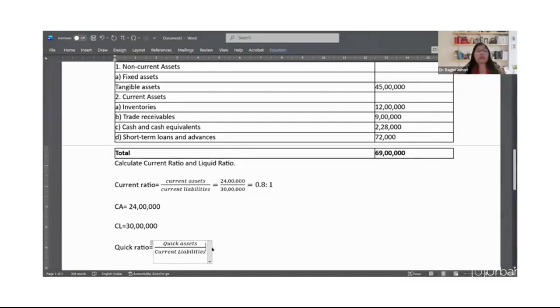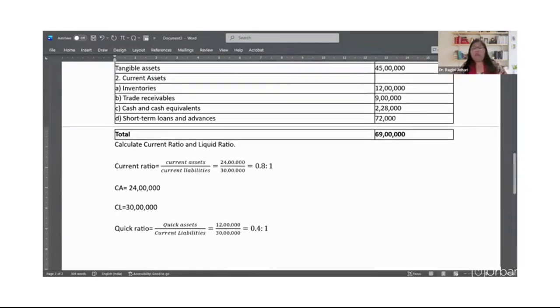So using this figure again, I'll find out this ratio. This is 12 lakh divided by 30 lakh, right? And therefore, this ratio comes how much? This ratio is 0.4 is to 1. Okay. So this was about these liquidity ratios we have already covered.